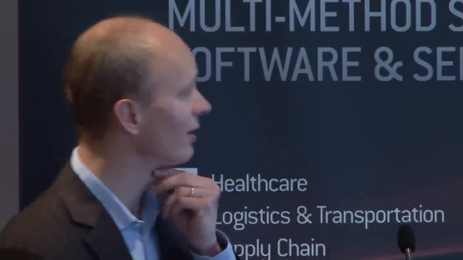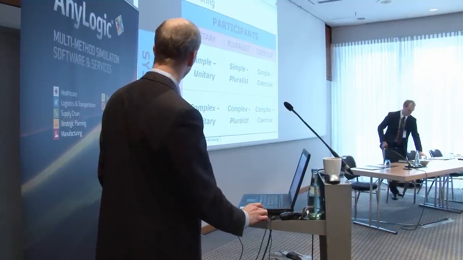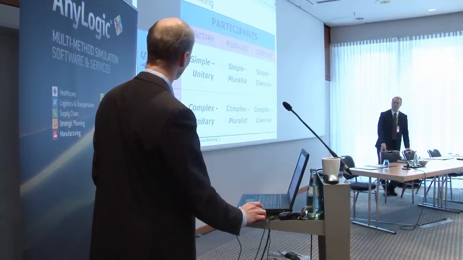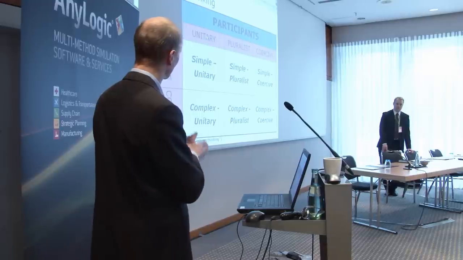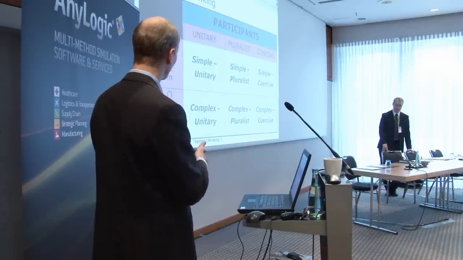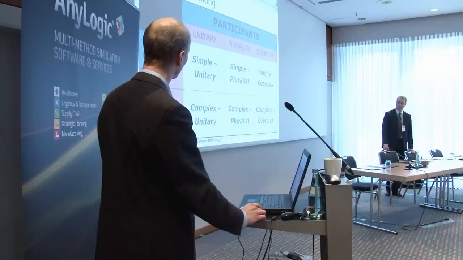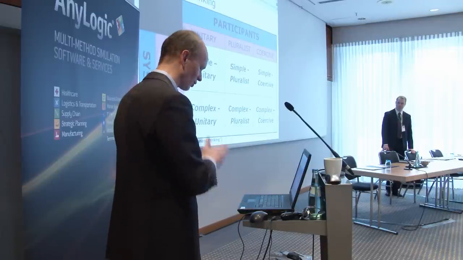Let's see. This is a picture that I use to explain, again, simulation. And there is an Englishman called Michael C. Jackson who has written a book called System Thinking. And he claims that there are two types of systems, simple systems and complex systems. And he claims that in some cases, all the participants in the systems have the same aim and the same agreement when it comes to how to reach that aim or objective. That's called unitary systems. In some cases, the participants have the same objective, but they differ in opinion when it comes to how to reach that objective.